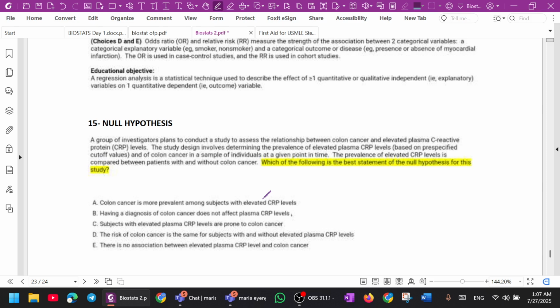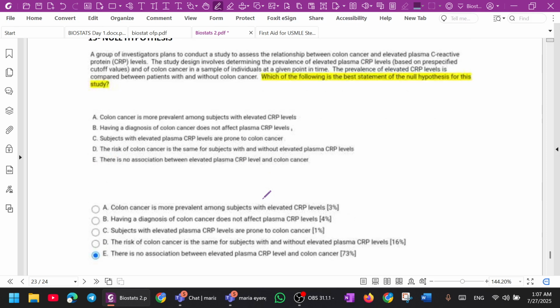With the CRP, is there any association with the colon cancer? I don't think so. In colon cancer, do we see the CRP level? I don't think so. So that is the statement. I think that this one suits the null hypothesis. So wait, what do you think is the answer? I don't understand. E. Okay, yes, let's check. It's E. You're right. Can you read the explanation?